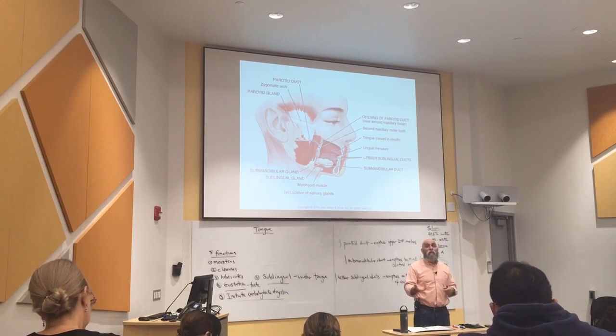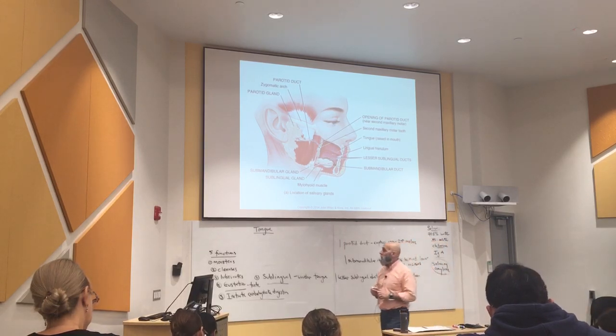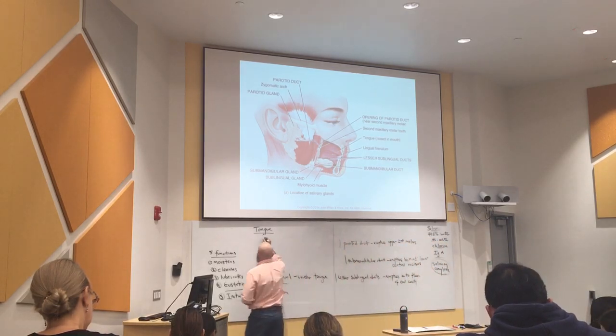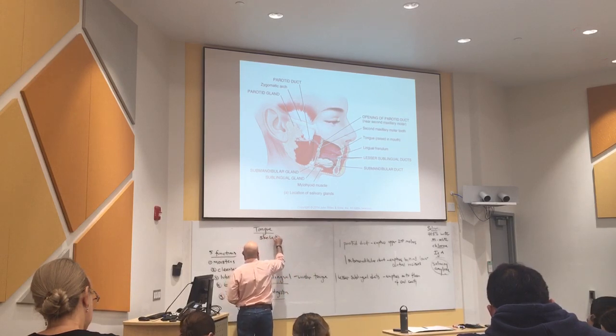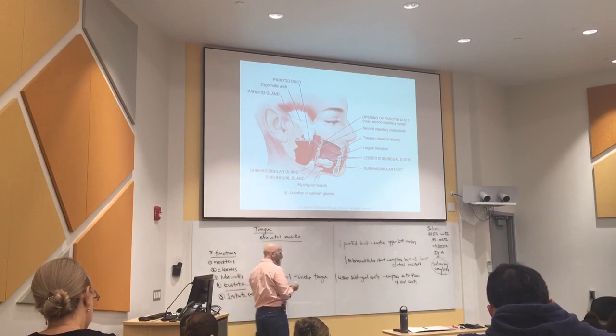We have to mix the food with the saliva. The tongue allows us to mix the food. It's involved with the swallowing mechanism. The tongue is obviously made up of skeletal muscle. We do have voluntary control over the tongue.